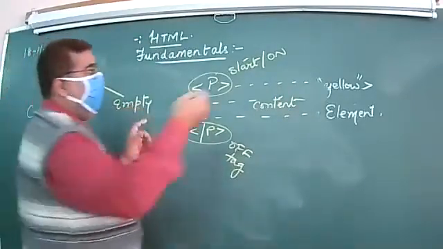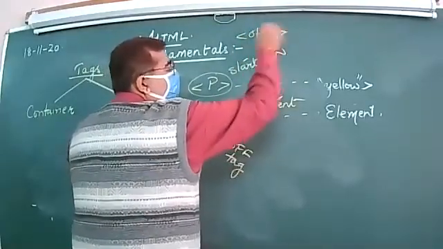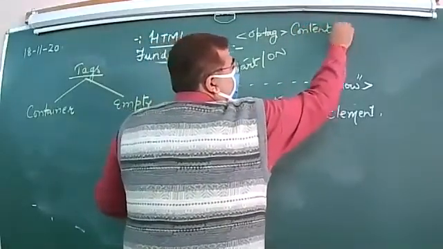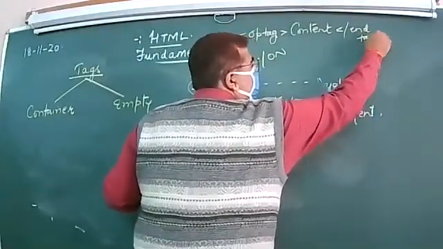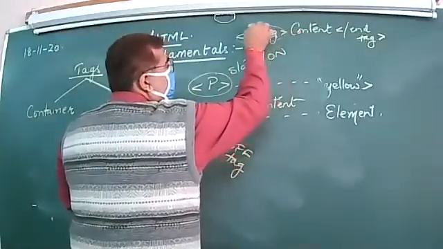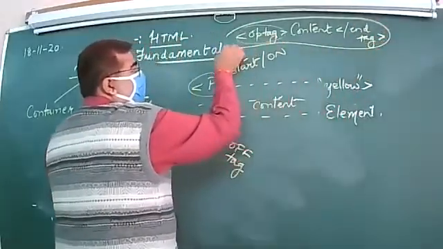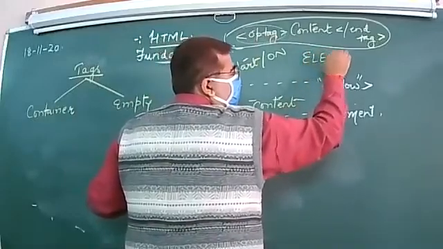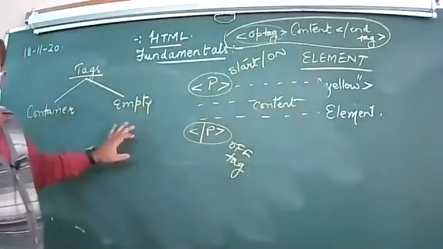So diagrammatically, I have the opening tag, I have the content, and I have the ending tag. This individual is a tag, but together, this complete structure is known as an element.